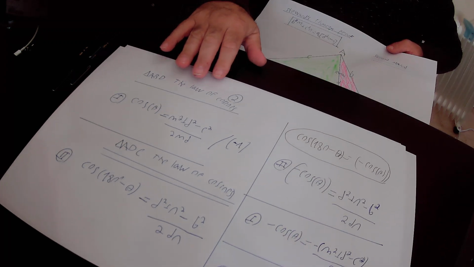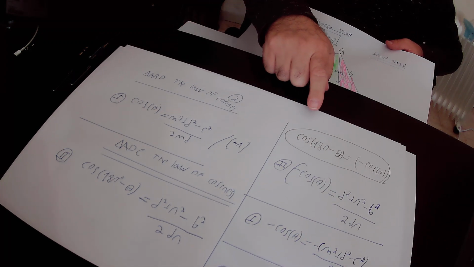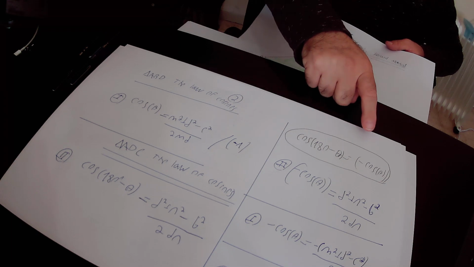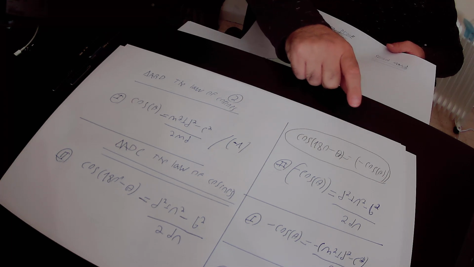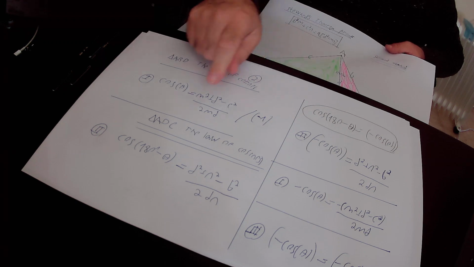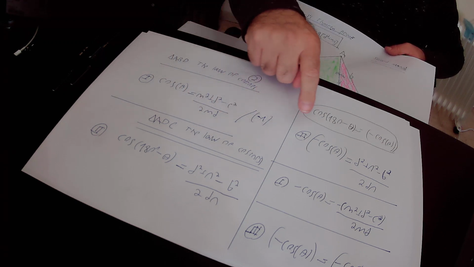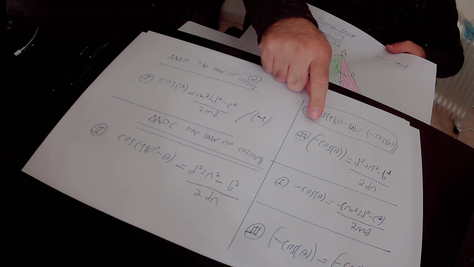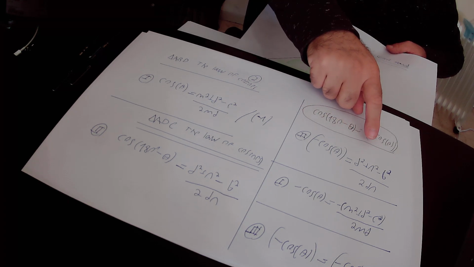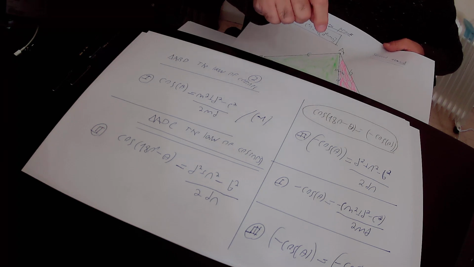According to the trigonometric identity that cosine 180 degrees minus theta equals minus cosine theta, we can substitute cosine 180 degrees minus theta by minus cosine theta. We did it here, and we got that minus cosine theta equals d squared plus n squared minus b squared over 2 times dn.